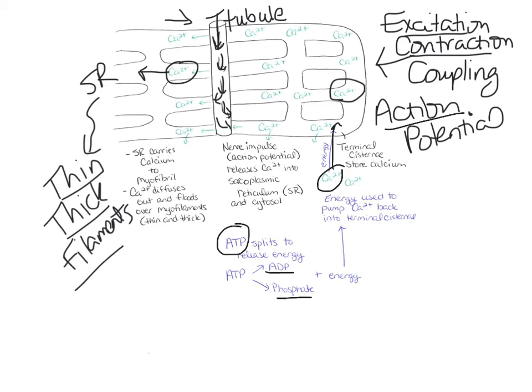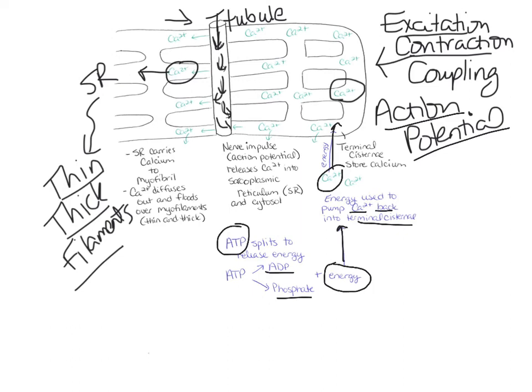And when it splits, it releases a little bit of energy. And that energy is then used to pump the calcium back into the terminal cisternae. So an action potential will release calcium from the terminal cisternae, and when that action potential is done, we need ATP to split or hydrolyze and pump that calcium back into the terminal cisternae.